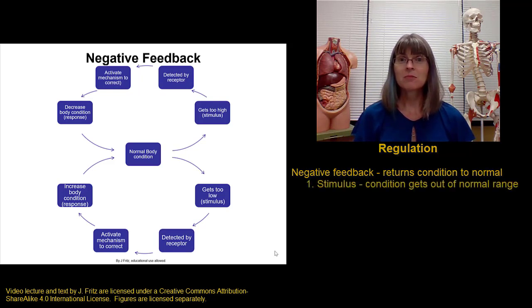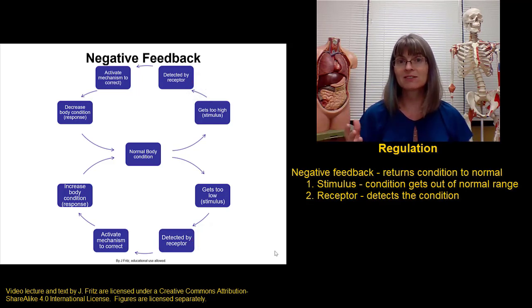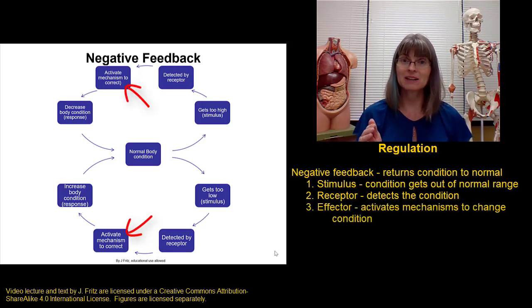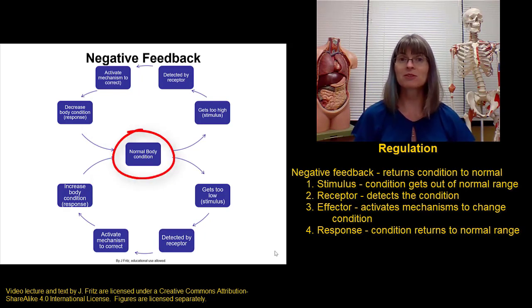First, some body condition has to get out of range. So let's say something in the body gets too high. We have to have a receptor to detect this. There has to be a cell or an organ that's going to look at this level and figure out when it's too high. When it detects that the level is too high, it activates mechanisms that are going to bring that level back to normal. This is the response, being able to bring that situation back to normal. That brings us right back to normal situation.